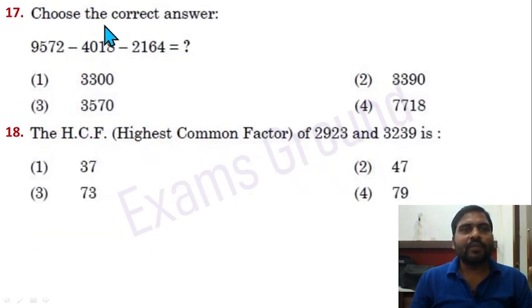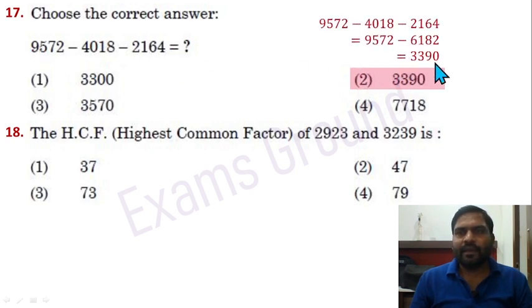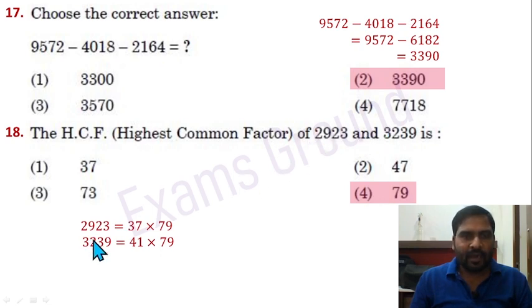Question 17. Choose the correct answer. Solve this expression, and the answer is 3390. Option 2 is correct. Question 18. The HCF of 2923 and 3239 is. For HCF, just factorize it. After factorization you find it. First is 37 multiplied by 79, and second is 41 multiplied by 79.